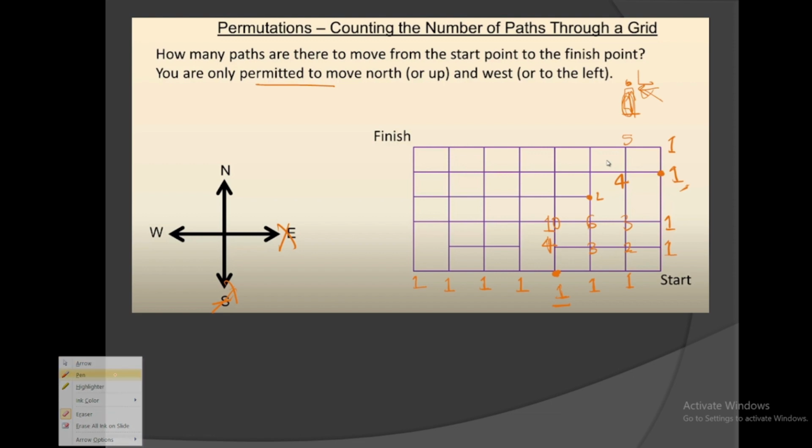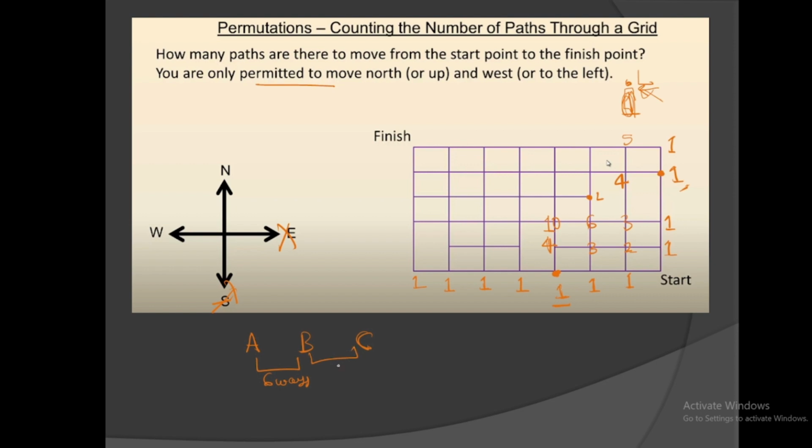So let's say, for example, this is city A, this is city B, and this is city C. Suppose there are 6 ways to move from city A to city B, and then once you reach city B, there is only one path to go from city B to city C.